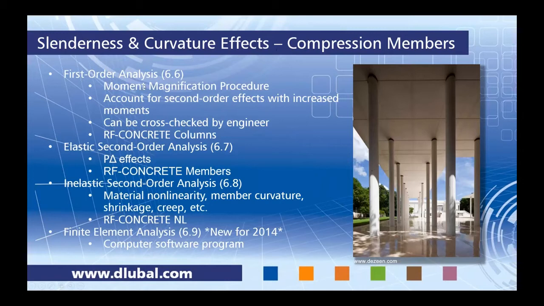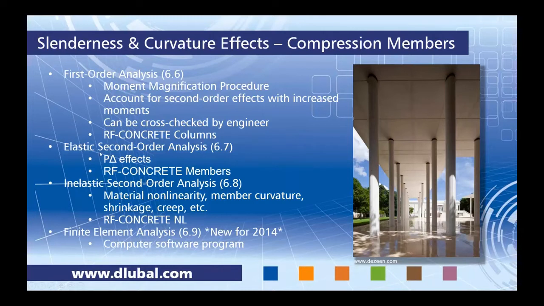The first is a first order analysis according to section 6.6. This is purely a linear first order analysis. Now, second order effects are taken into account with our moment magnification procedure. So those of you who've done column design probably are very familiar with the moment magnification procedure. Basically, this will just increase our moments, like I said, to account for those second order effects. What's great about the moment magnification procedure is that you as the engineer can easily cross-check these numbers in comparison to the software. So when we're getting to a little bit more complicated analysis, it's not that easy to cross-check by hand calcs, but with this option, we certainly can do so. And first order analysis with moment magnification is taken into account in RF concrete columns. So this is the module that I will show you guys next. Again, to reiterate, first order analysis, RF concrete columns.